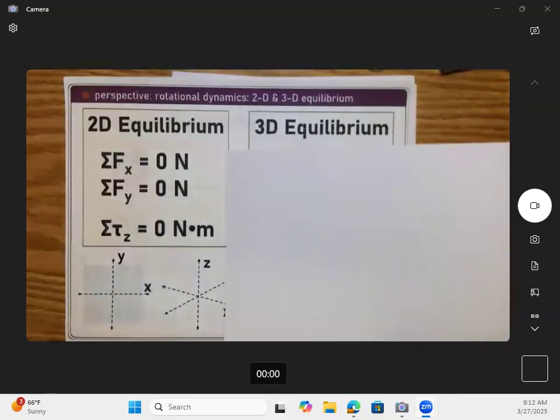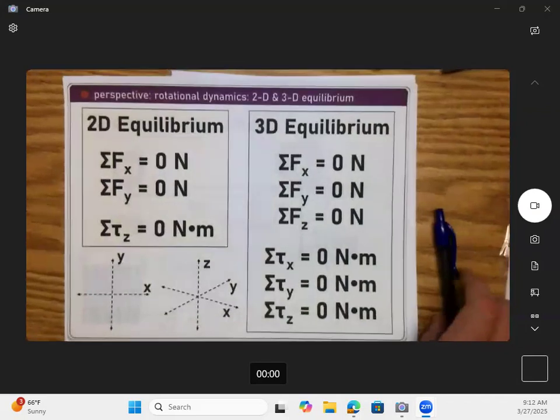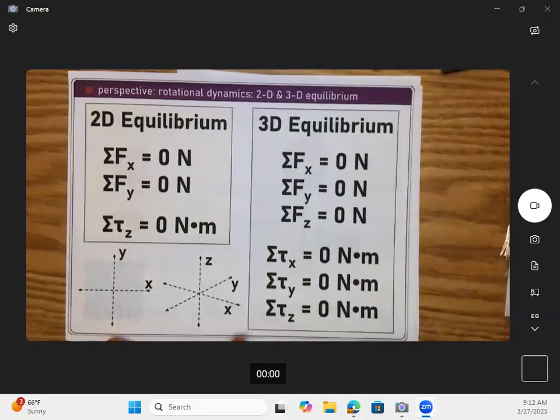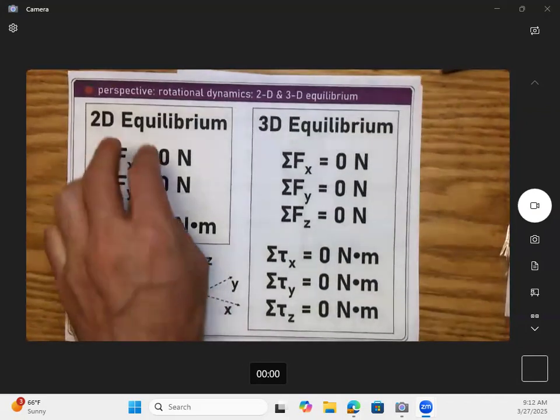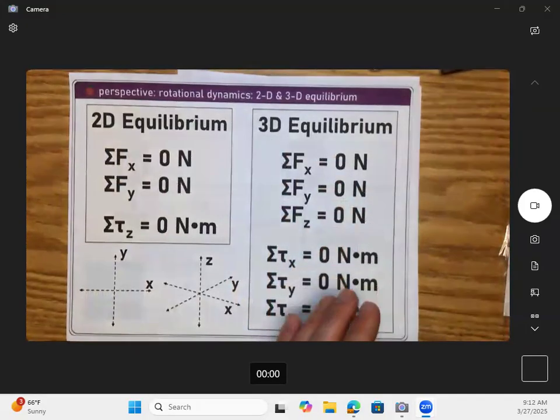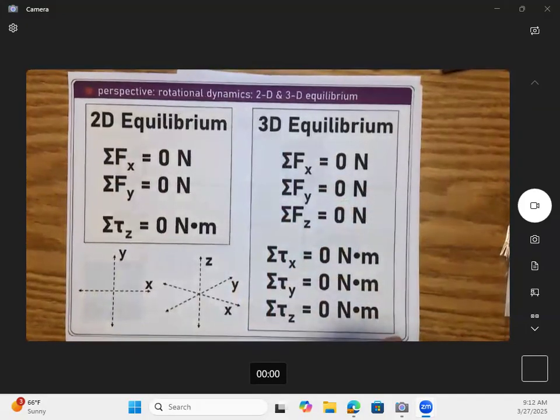I'll show this to you, but I should ask you first: what are the conditions for equilibrium? I have 2D equilibrium, 3D equilibrium. Now I'm kind of curious, show of hands. Who's thinking they might want to do engineering in college? Who wants to do engineering in college? All right, so that's almost half the class.